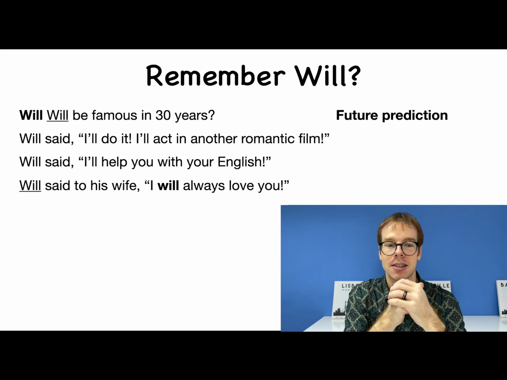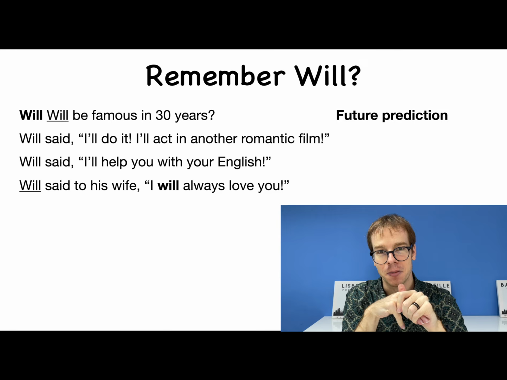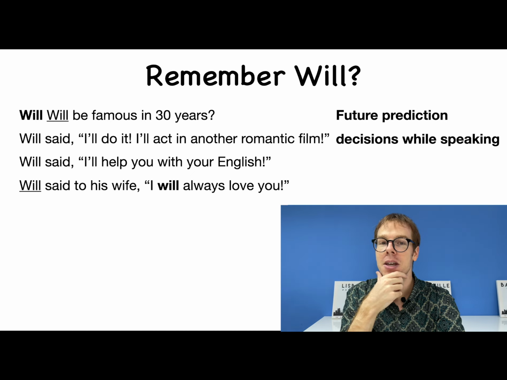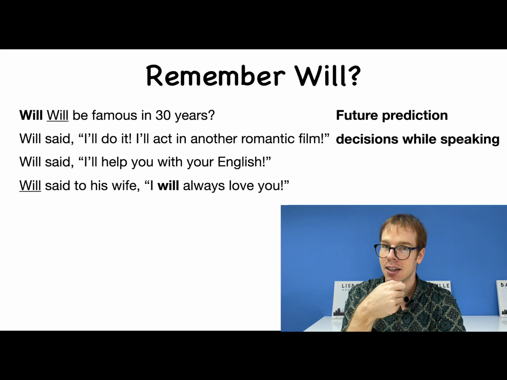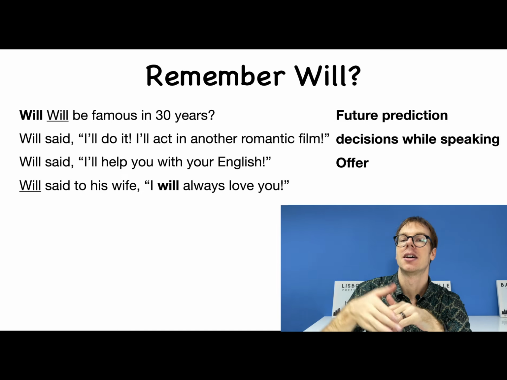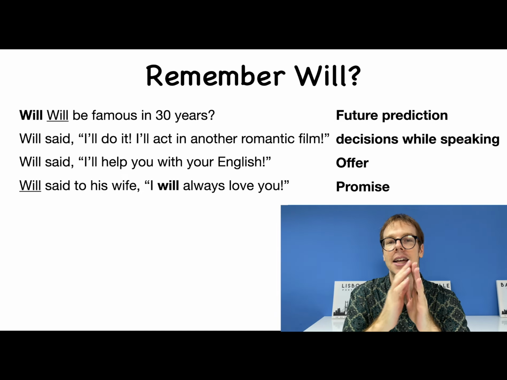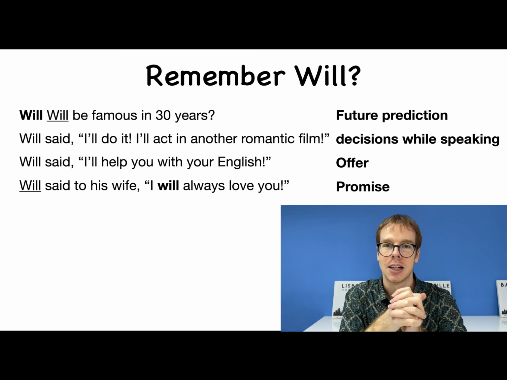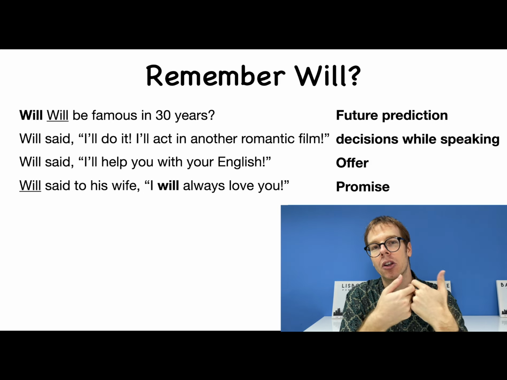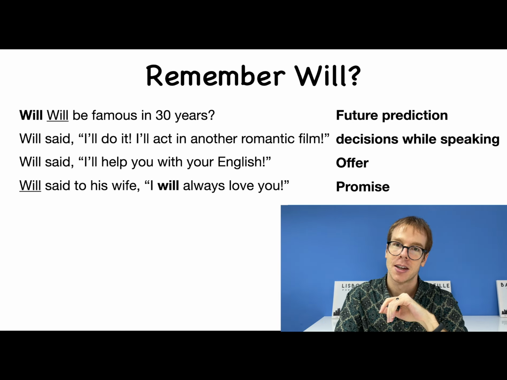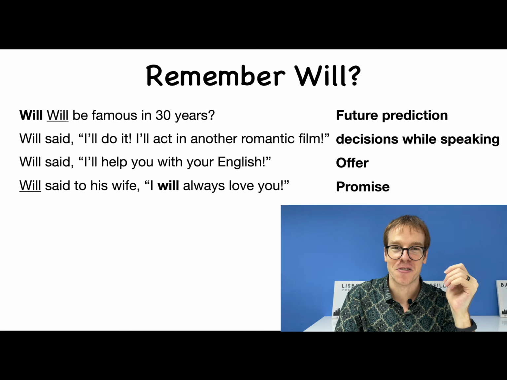Now, if Will says, I'll do it, I'll act in another romantic film, is he deciding right now? Maybe he's deciding right now. That can be a decision while he's speaking. Not a plan. He's deciding right now. He might also be offering like this. He says, I'll help you. I'll do it. He offers. Or again, to his wife or to his friend, he will say, I will always love you. He's promising. He's saying, this will not change. Forever, this is going to be true. I promise. So those are my examples with my friend Will.